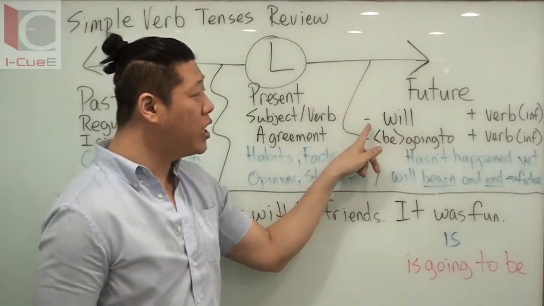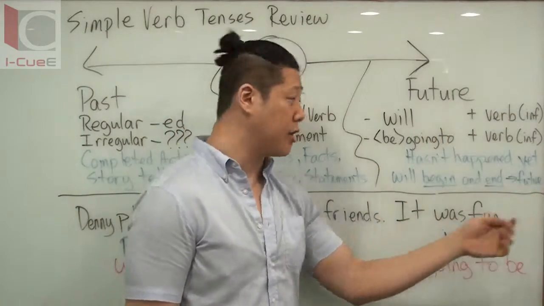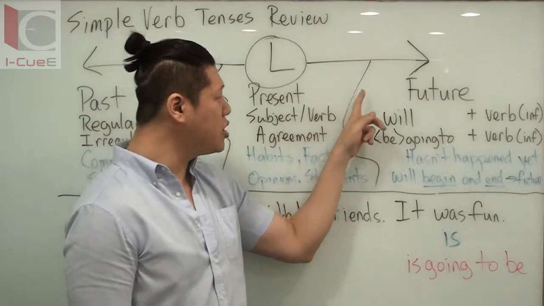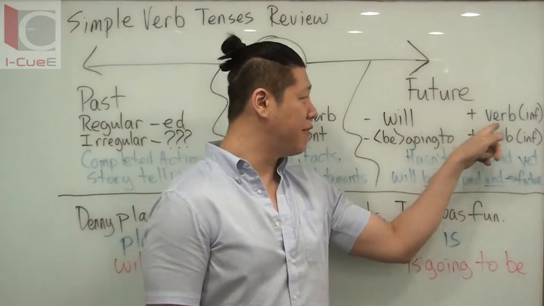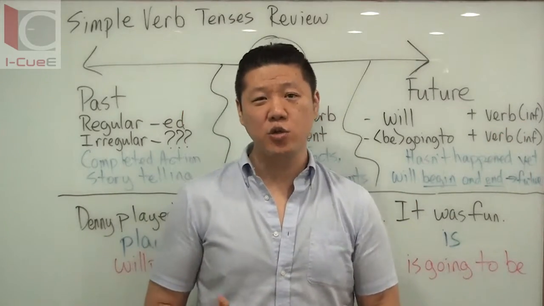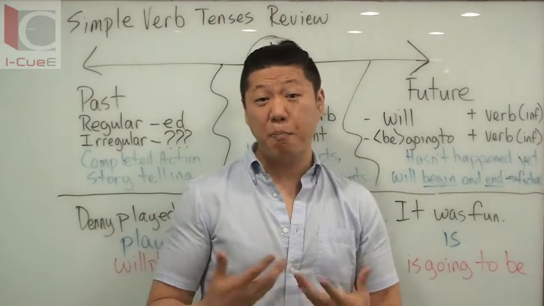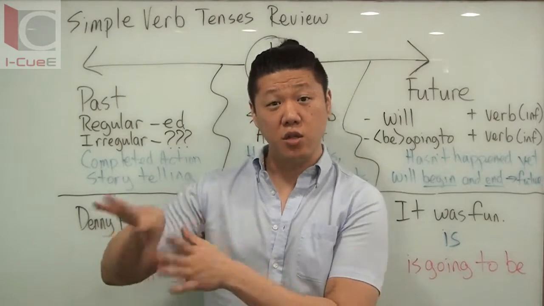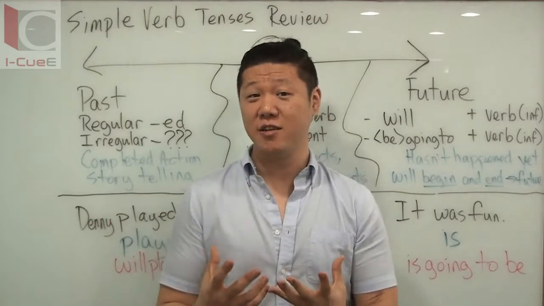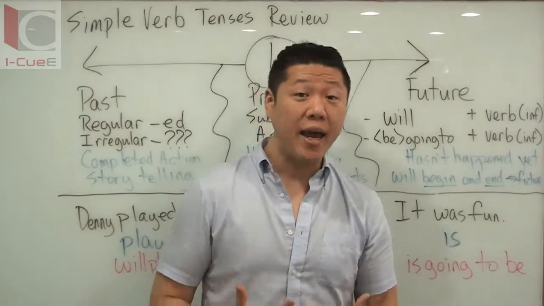You either have will plus something or be going to plus something. This is the be verb, subject-verb agreement. So when you use simple future, it's will plus the verb infinitive. What is the infinitive? The infinitive is usually to plus the verb. But in the dictionary, we say the bare infinitive, which is don't use the to. So in the dictionary, you might see to play, which is just infinitive. But if you see play without the to, that's the bare infinitive.